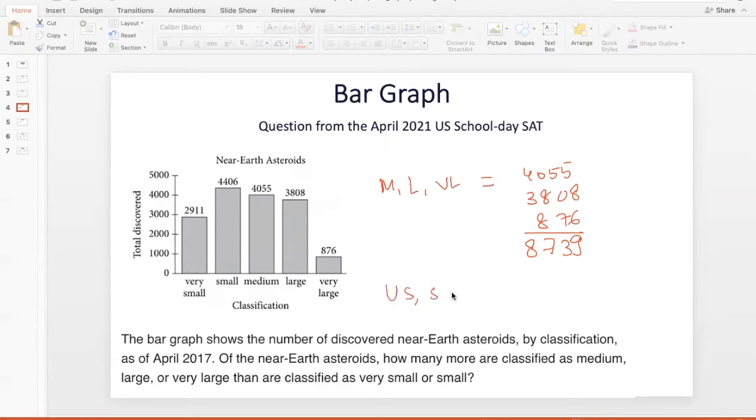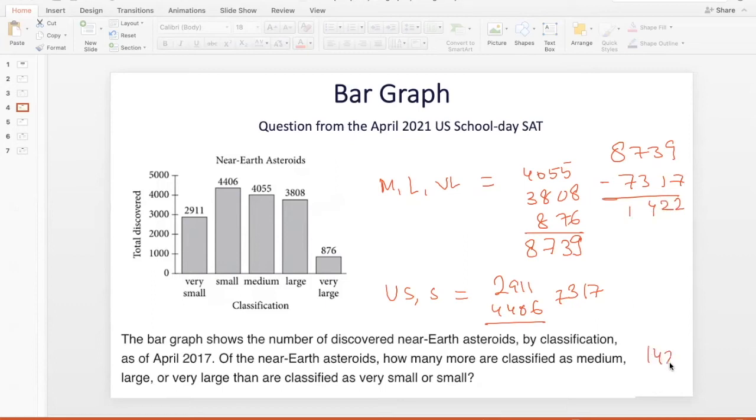What about very small and small? That's 2911 and 4406. So that's 6 and 1, 7, 1 and 0, 1, 9 and 4, 13, 7, right? 7317. So how many more of the first category than the second? That would be 8739 minus 7317, 1422. So 1422 is the difference between the two groups asked in the question.